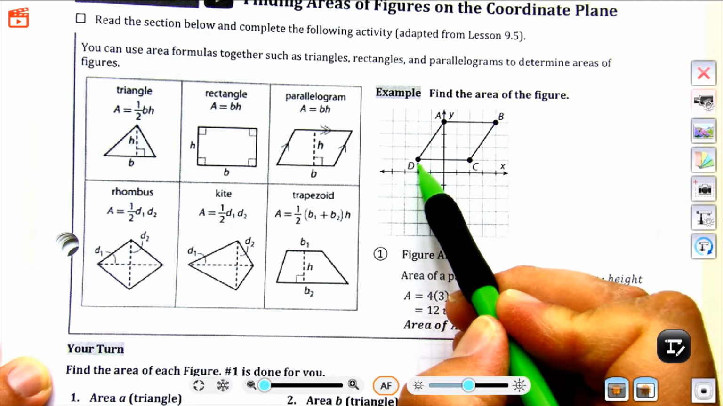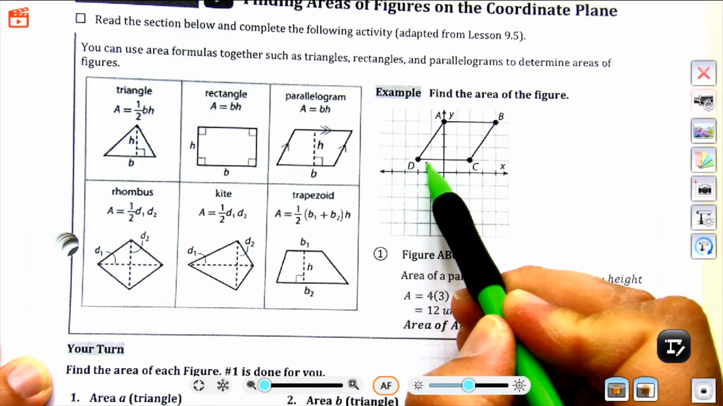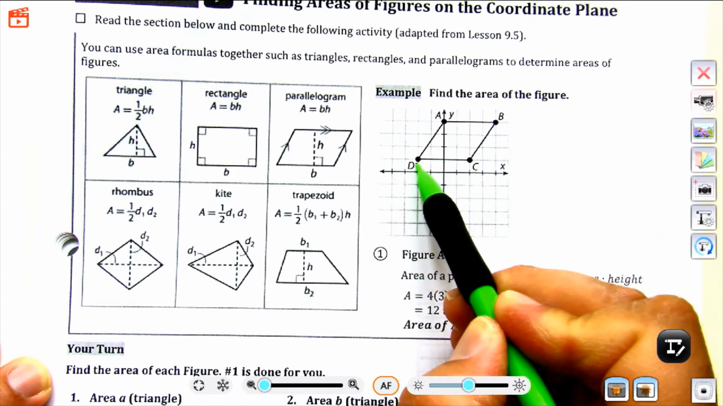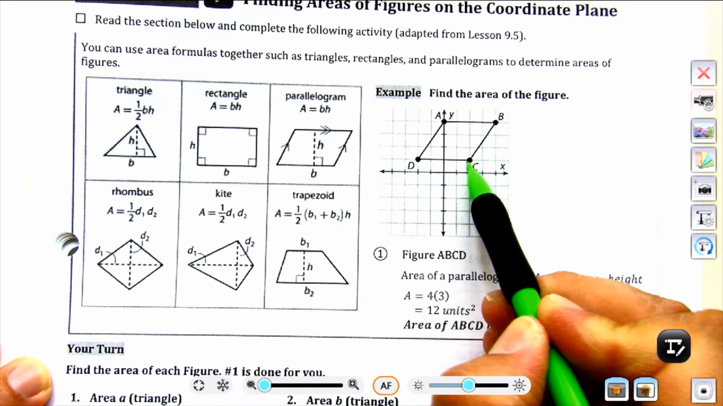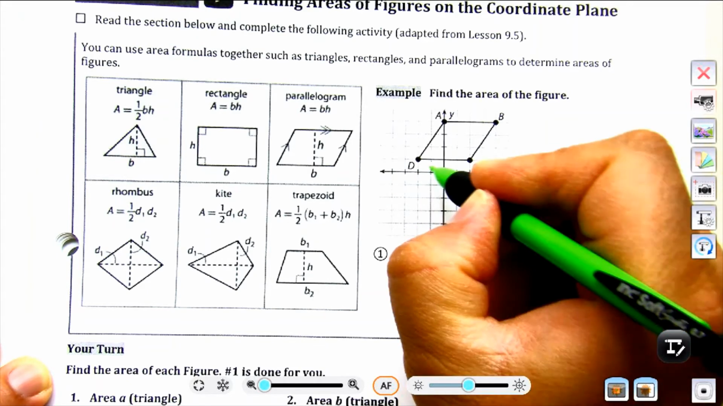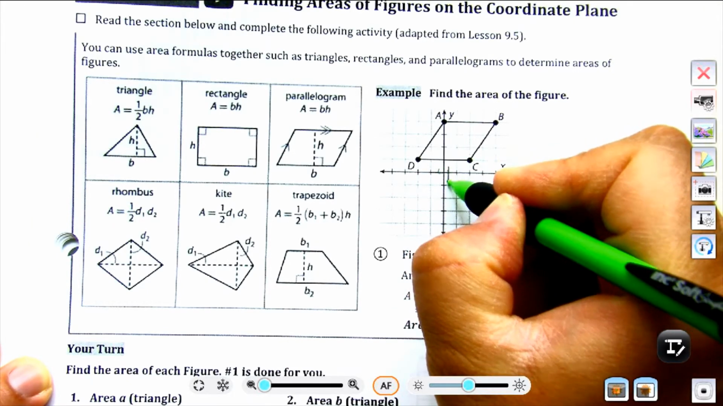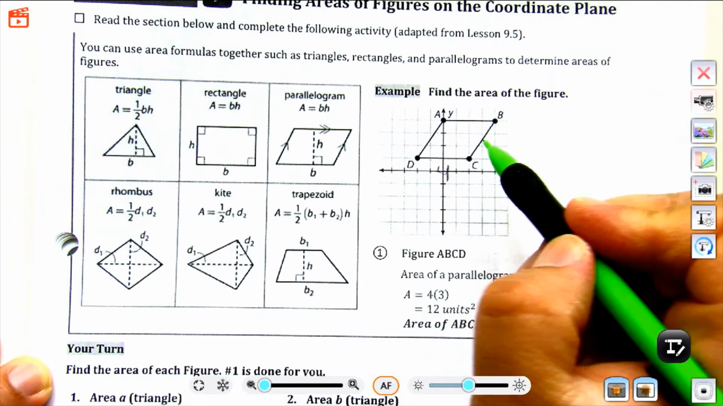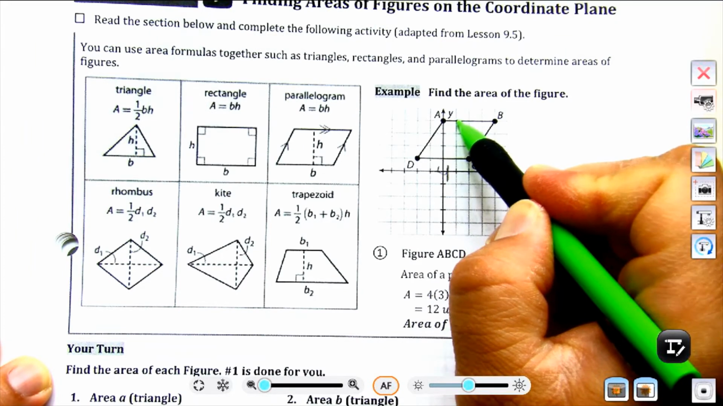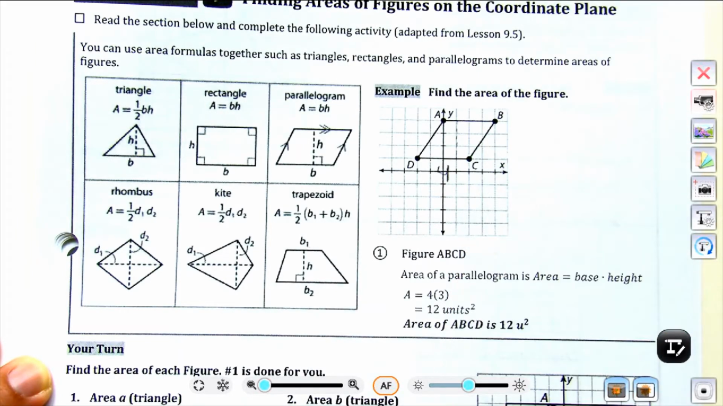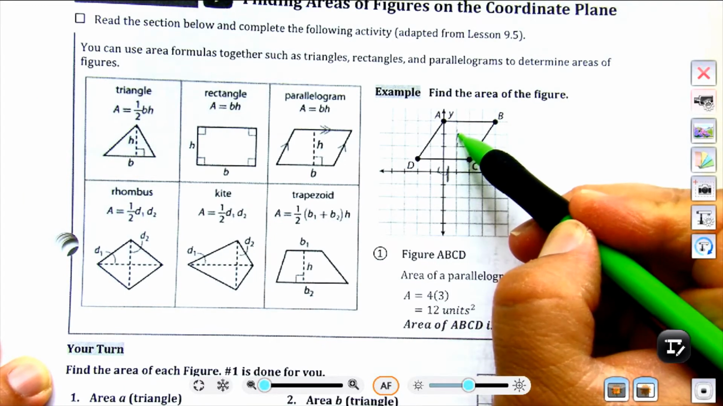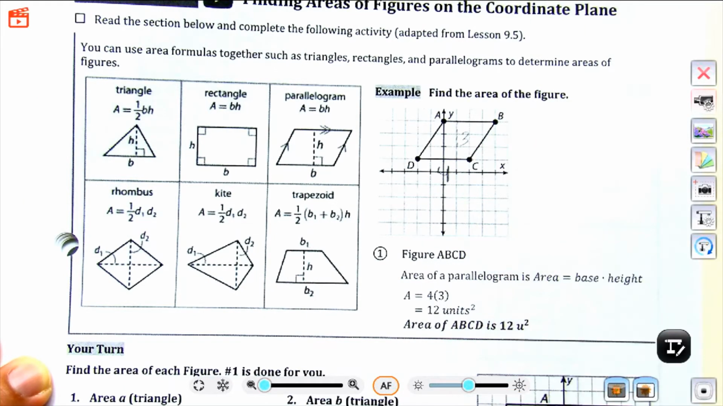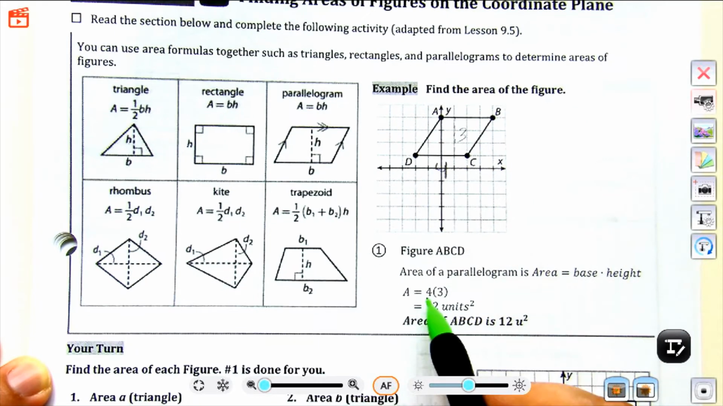So we count the squares. There's 1, 2, 3, 4. So this is 4. And then the height is the vertical height. If I draw a dotted line down here and count the squares, 1, 2, 3, that is 3. So the area is equal to 4 times 3, which is 12 units squared.